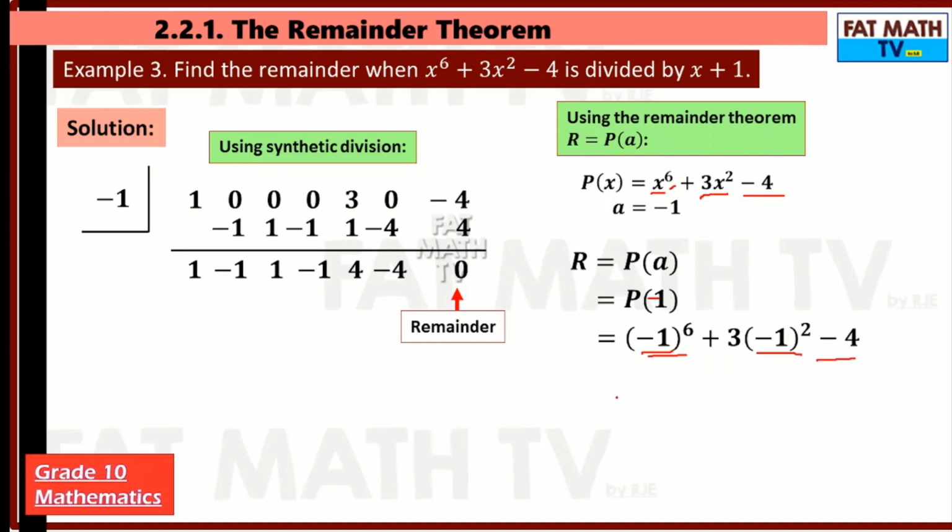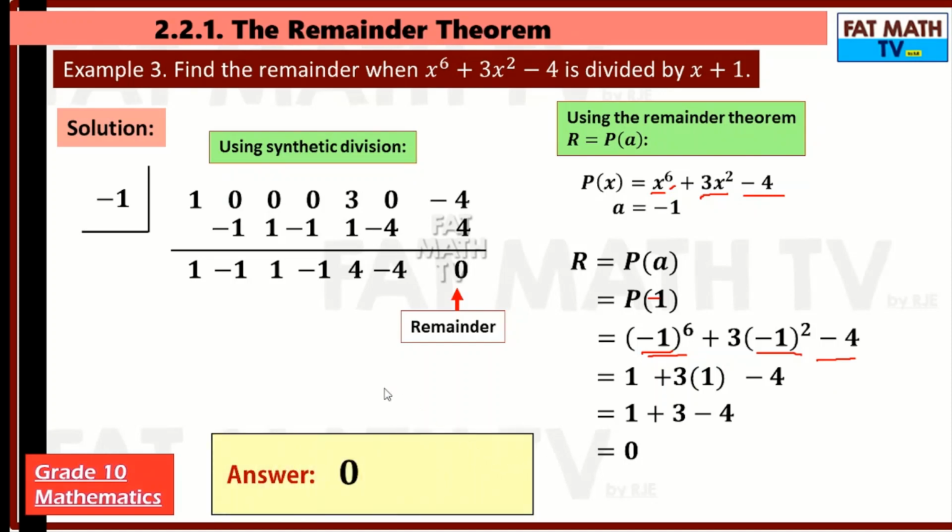Negative 1 raised to 6 is positive 1. Negative 1 squared is positive 1. So that's 3 times 1, and then copy negative 4. 3 times 1 is 3. So 1 plus 3 is 4, minus 4, that is 0. So the answer is 0. So the remainder when x raised to 6 plus 3x squared minus 4 is divided by x plus 1 is 0.